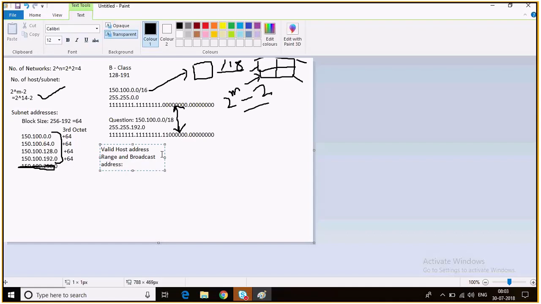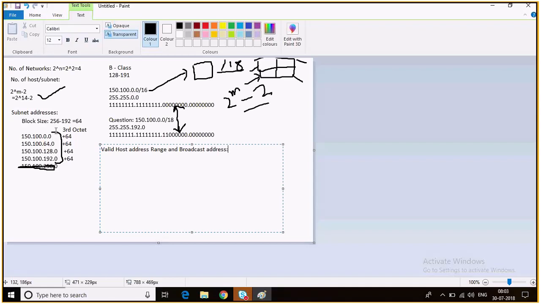Now, in subnetting, this is a key skill: how to calculate these things. And if you're not good with this, you'll end up with a lot of problems when we start doing some advanced topics like VLSM or something of that sort. Okay. So we have a valid host address range and broadcast address that we'll try to calculate now.